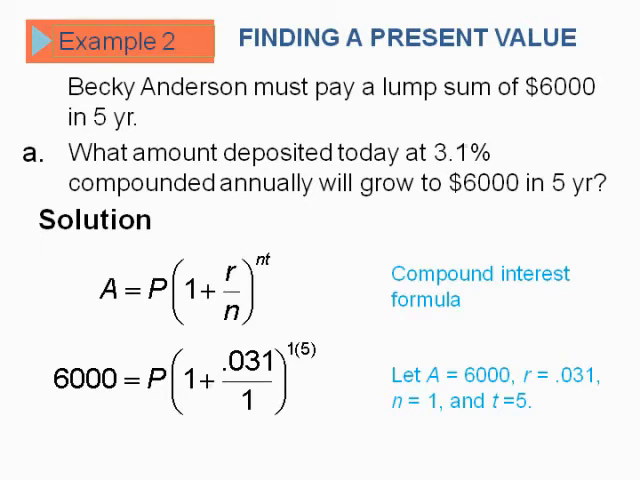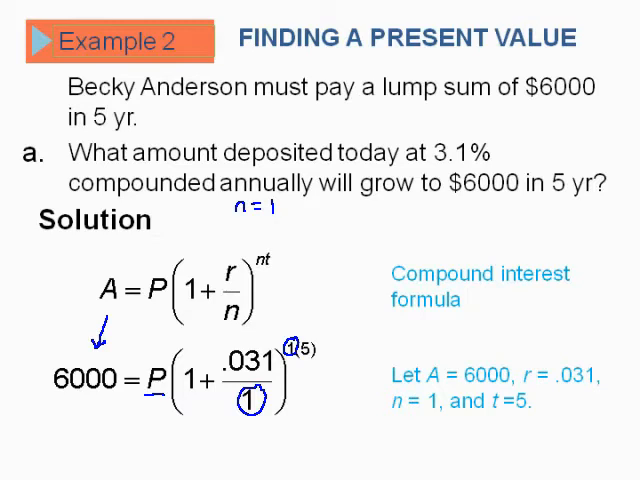All right. Example 2 here, finding a present value. Becky Anderson must pay a lump sum of $6,000 in 5 years. What amount deposited today at 3.1% compounded annually will grow to $6,000 in 5 years? Now notice here, the amount we're going to end up with is $6,000, and we want to figure out what amount to put in there to do that with 3.1% interest over 5 years. So notice again, since the n is 1 here, since it says annually, this is kind of nice because we end up with 1 and 1 here for n.